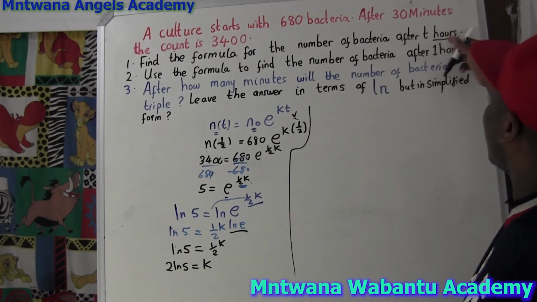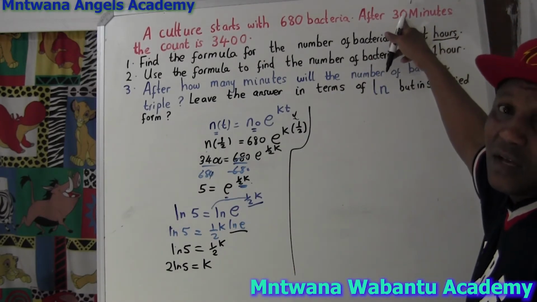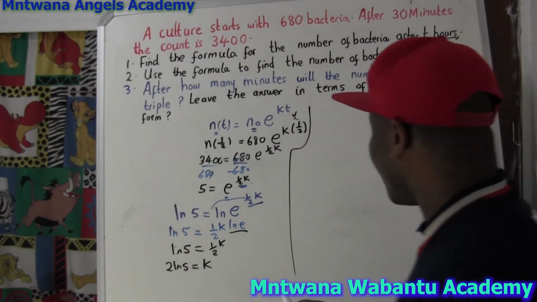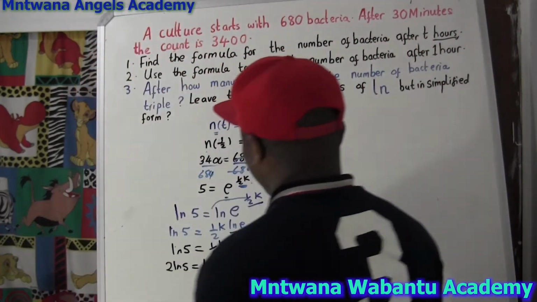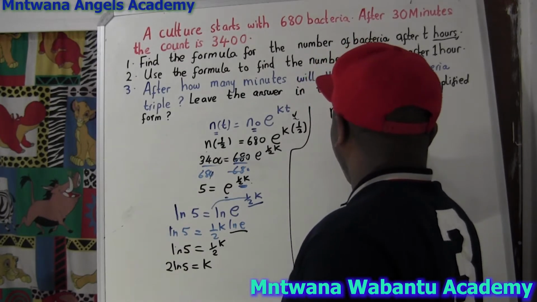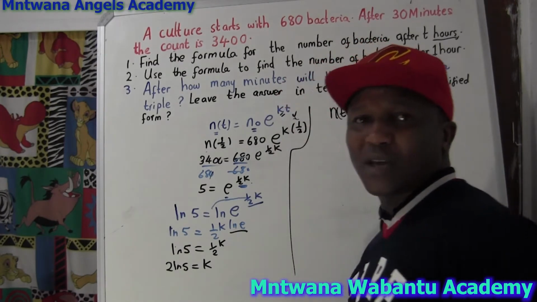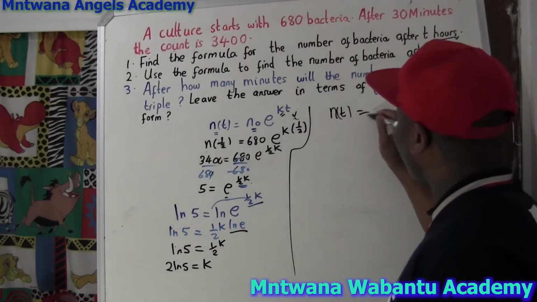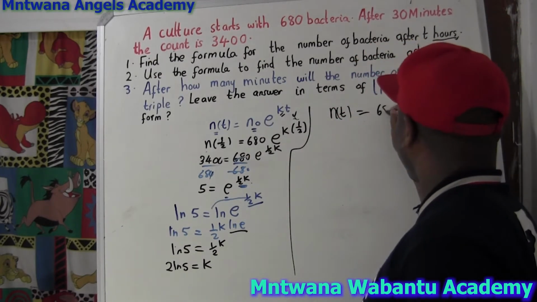But if they say in second, I should have changed this to second. So it's all depending how they're going to ask you. So for that case, I'm going to say this is going to be N of t, because the problem here was k. I didn't know k. So N of t equals N naught, the initial, equals 680.